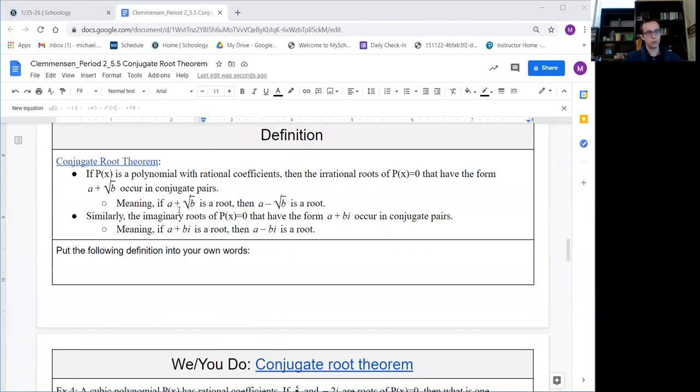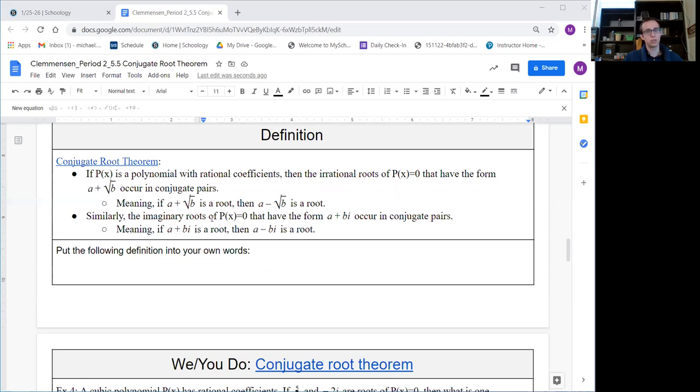All right, let's move on to our definition. I'm going to say the full definition, and then I'm going to cut out some parts and kind of talk about it. So first thing, my definition is if P of x is a polynomial with rational coefficients, then the irrational roots of P of x equals 0 that have the form a plus the square root of b occur in conjugate pairs. Meaning, if a plus the square root of b is a root, then a minus the square root of b is also a root.